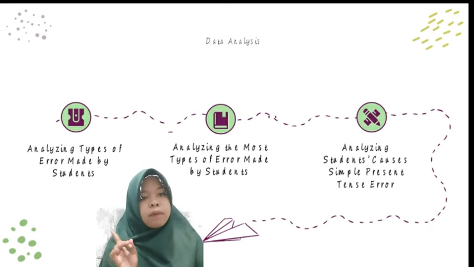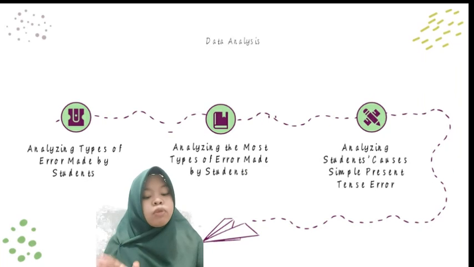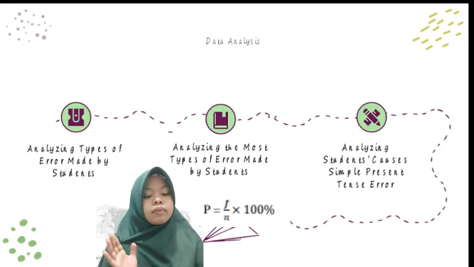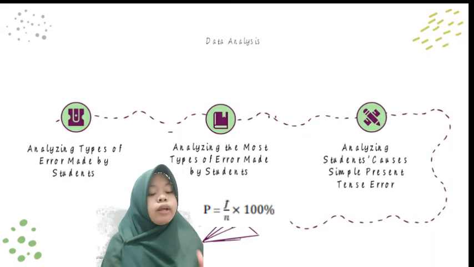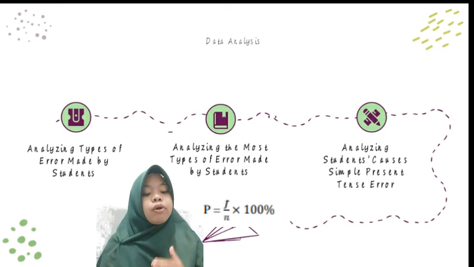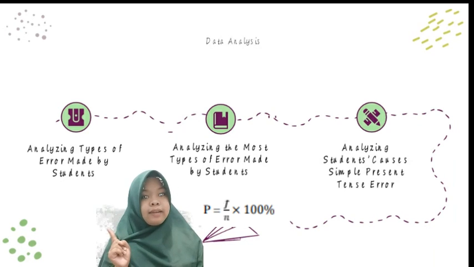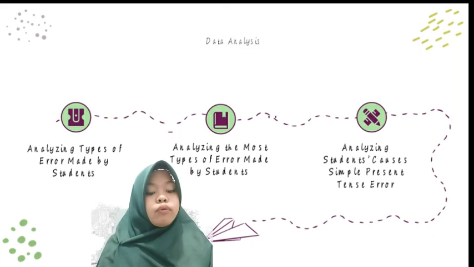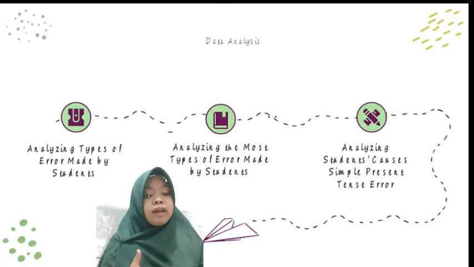And to make a percentage, I have the formula. And the total of each simple present tense error divided by the total types of simple present tense error made by students. And it can be formulated like that. Okay? Knowing the percentage generated by the data, I will find out what types of simple present tense error most students do.